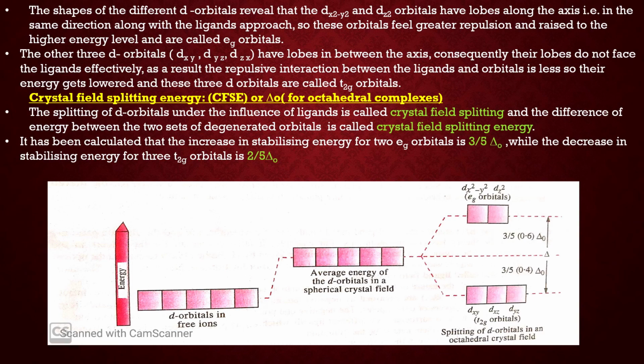Now, splitting of d orbitals under the influence of ligand is called crystal field splitting, and the difference of energy between the two sets of degenerate orbitals, that is between the t2g and eg orbitals, is called crystal field splitting energy or CFSE. Now it has been calculated that the increase in stabilizing energy for eg orbitals is greater, that is 3 by 5 or 0.6 delta O, while the decrease in stabilizing energy for the 3 t2g orbitals is less, and it is 2 by 5 delta O or 0.4 delta O.